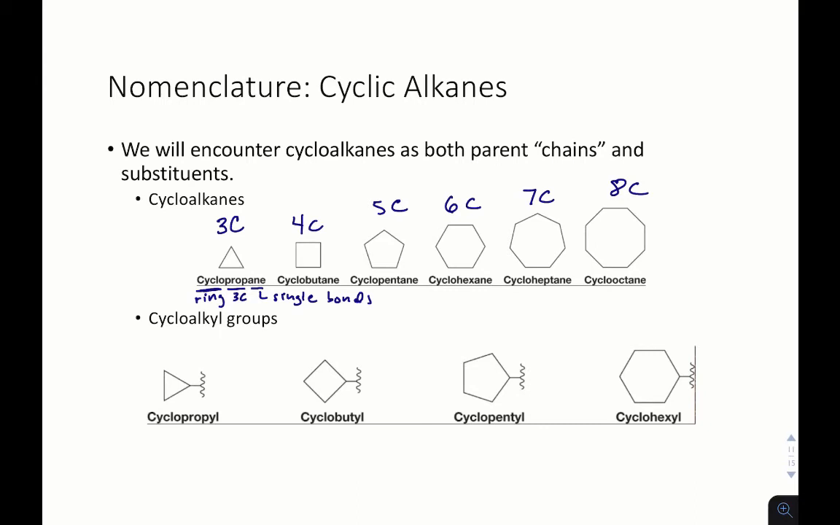So we can have them as the main chain. We can also have them as substituents. So we can look down here at these cycloalkyl groups. So these would be as substituents.